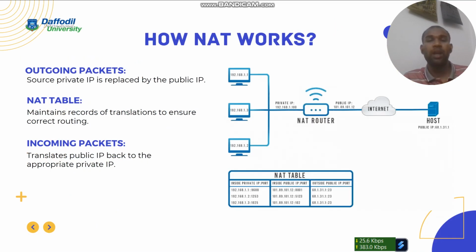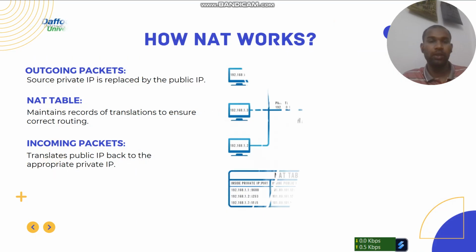So how does network address translation actually work? Here you can see three parts: outgoing packets, NAT table, and incoming packets. On the screen you can see everything. Outgoing packets act so that the source private IP is replaced by a public IP. Also, here you can see the table, which maintains the record of translation to ensure the private routing. And finally, the incoming packet translates the public IP back to the appropriate private IP.